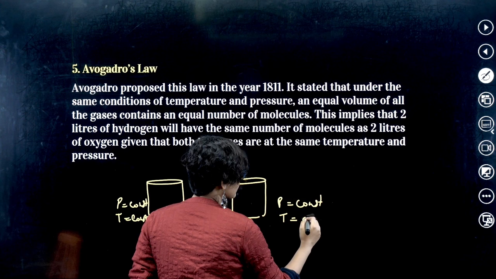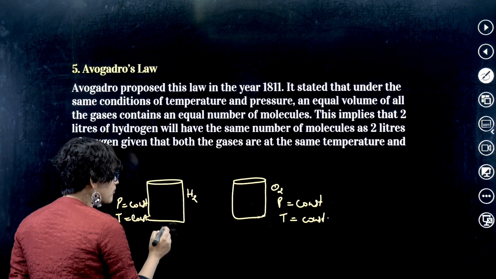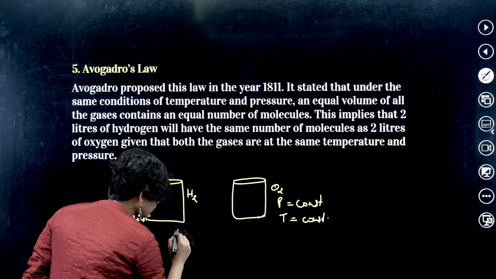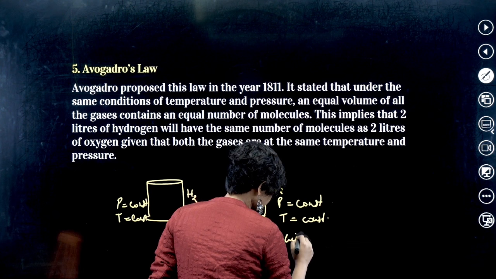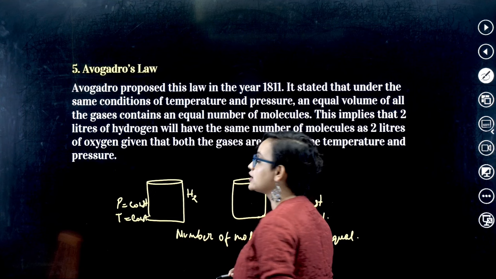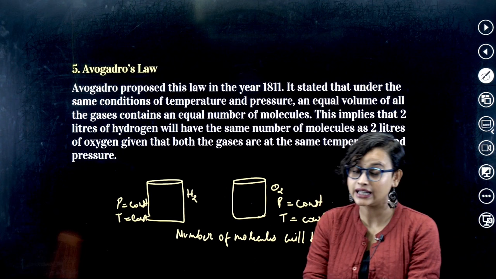If that is the case, and let's say that here you have H2 gas and here you have O2 gas, then the number of molecules will be equal. And what is the number? The number is 6.022 into 10 to the power 23, and that is given a special name, which is your Avogadro number. It's given a special name.